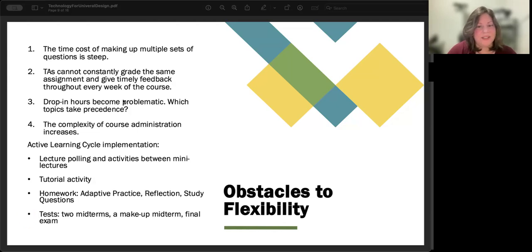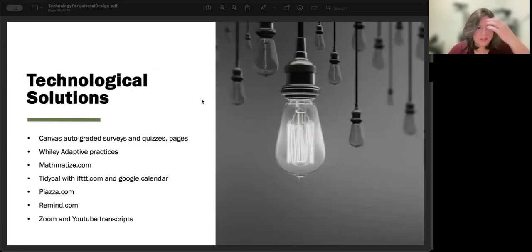Okay, so what technology did I use to accomplish this stuff? So part of it was, we're using the Canvas-based Quarkus system for our learning management system. And so it has auto-graded surveys and auto-graded quizzes. And so it was absolutely wonderful to be able to have that. So for example, having TAs grade all the tutorial assignments would have been very difficult.